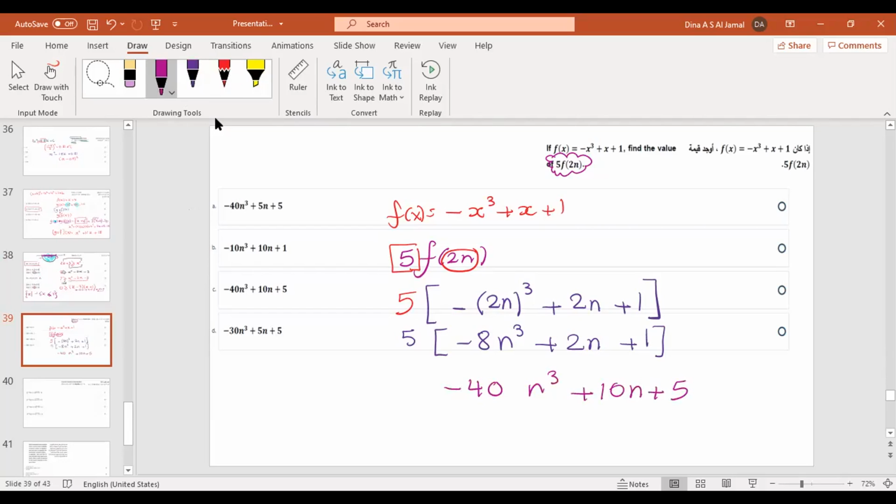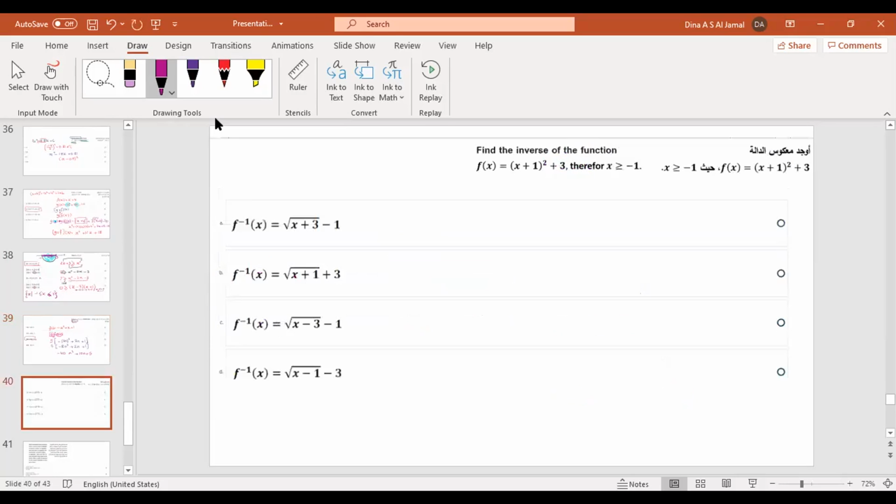Let's see which answer is this. Minus 40n cubed plus 10n plus 5. So focus, whenever you are choosing your answers, it will be changing a lot if you chose another thing.